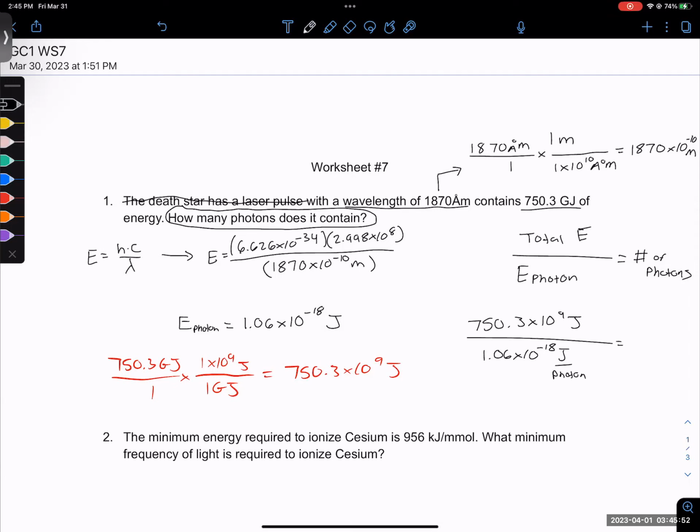gives us a nice number of, so let's see, 750.3 times 10 to the 9 divided by answer. So I got 7.06 times 10 to the 29th photons. So, yeah, that's that.